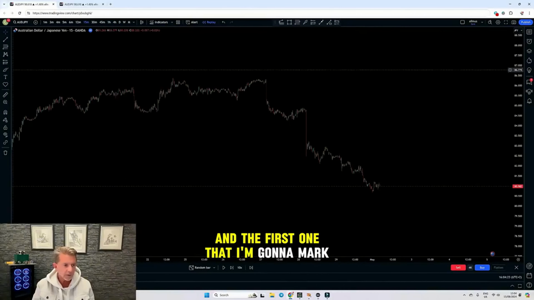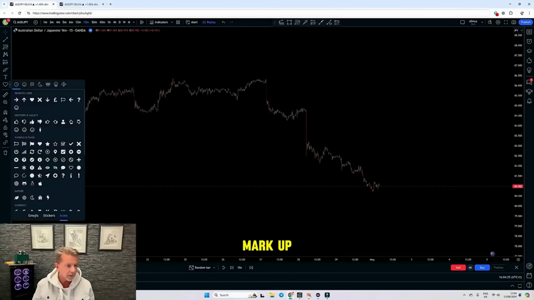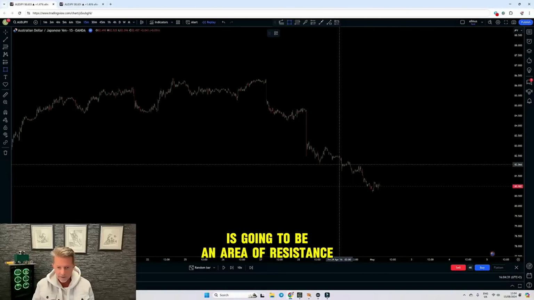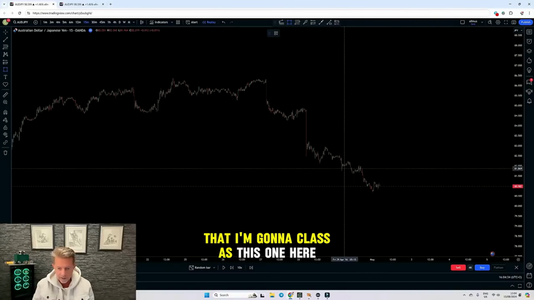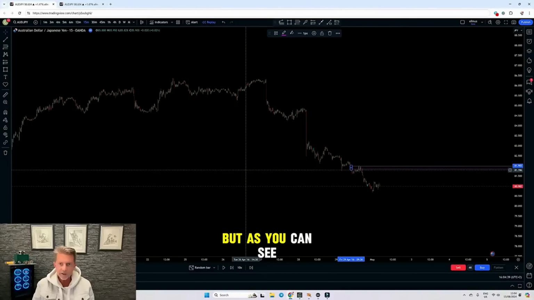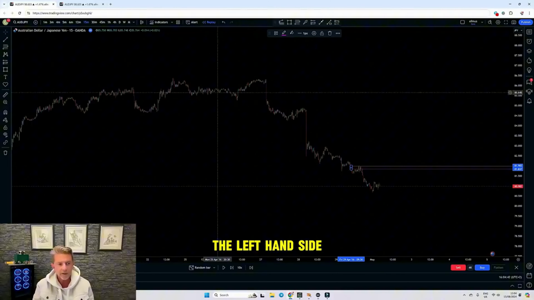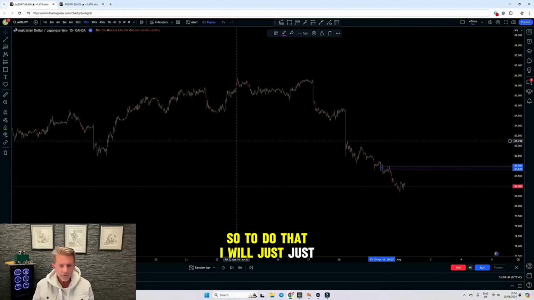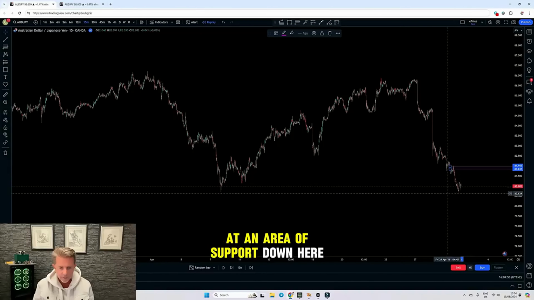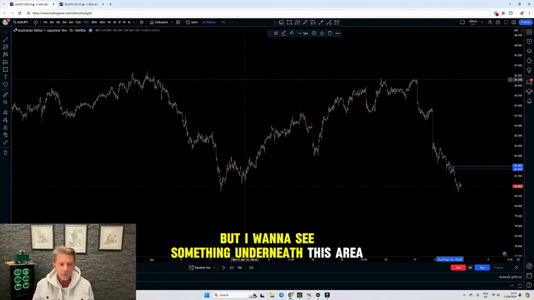The first one that I'm going to mark up, in fact the only one that I'm going to mark up, is going to be an area of resistance above the market that I'm going to class as this one here. So that's going to be my area of resistance. But as you can see, I can't see an area of support to the left hand side. So I will just move my charts a bit, and you can see that we're already at an area of support down here, but I want to see something underneath this area.